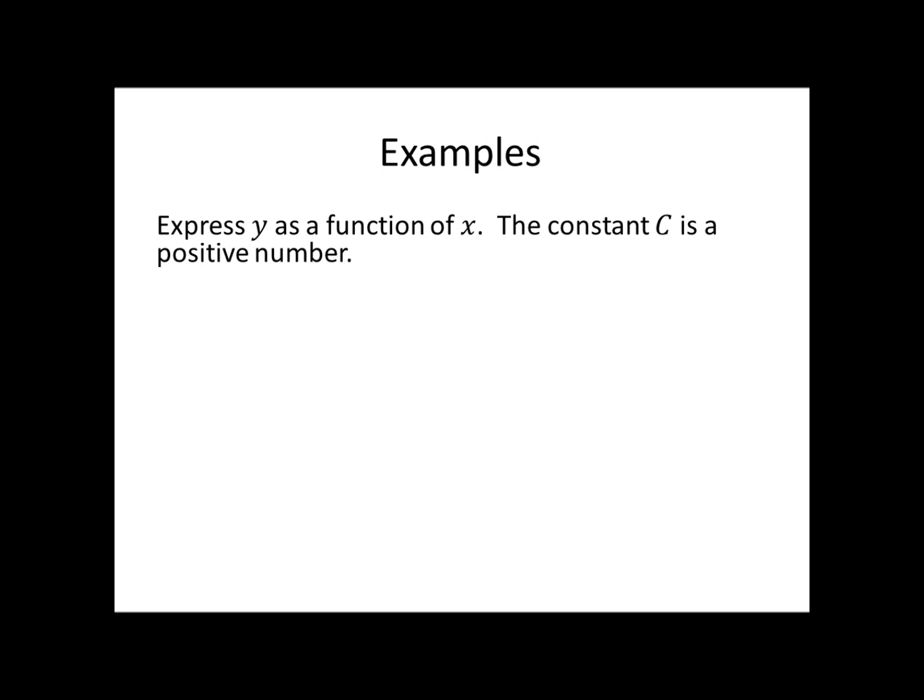Let's do this again. That was so much fun. Let's do another one. Express y as a function of x. The constant c is a positive number. So here's my equation, and one of our terms doesn't have a natural log. So how are we going to deal with this? Well, the way we deal with this is we get the two terms that have the natural logs together on one side. Just do that by simple addition or subtraction.